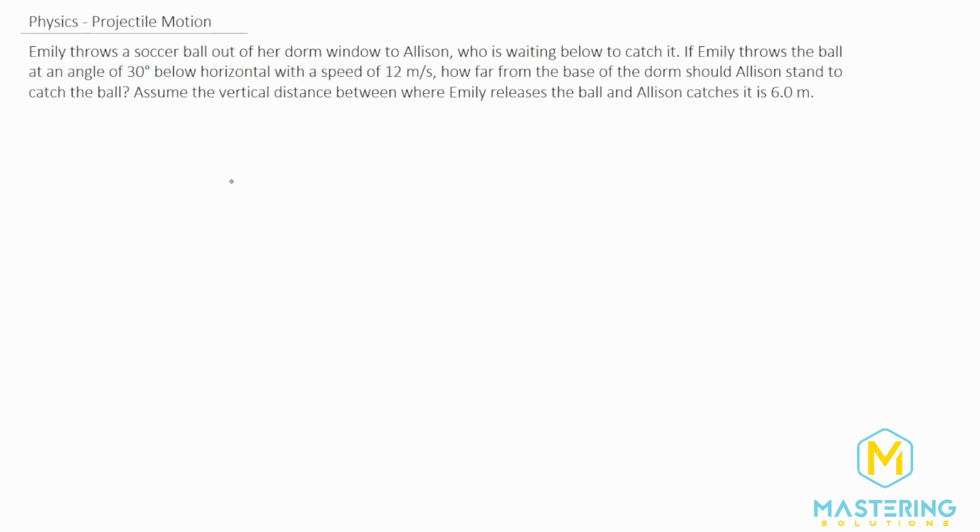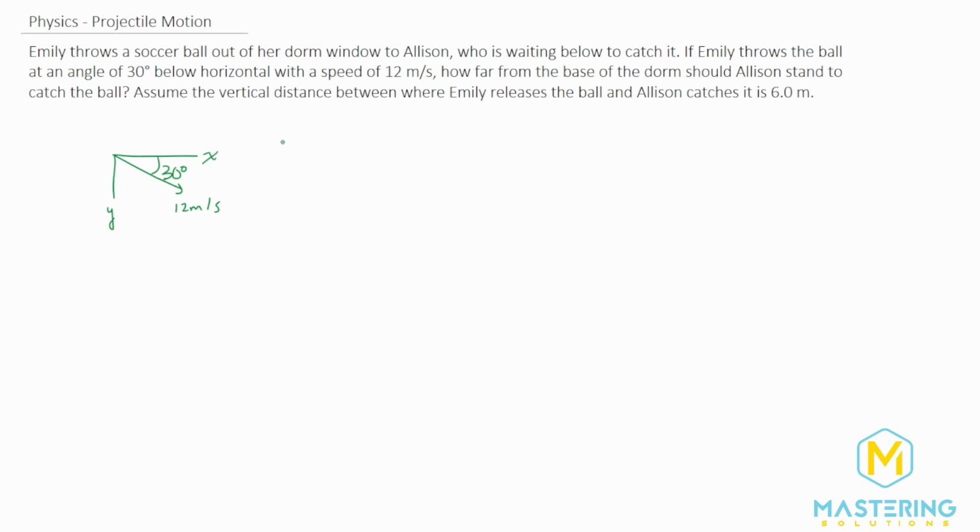Welcome to Mastering Solutions. In this projectile motion problem, they tell us that Emily throws a soccer ball out of her dorm window to Allison, who's waiting to catch it, and they tell us that she throws the ball at an angle of 30 degrees below the horizontal. So we'll say this is the horizontal, and it is 30 degrees below that. And they say that she throws it with an initial speed of 12 meters per second. How far from the base of the dorm should Allison stand to catch the ball?